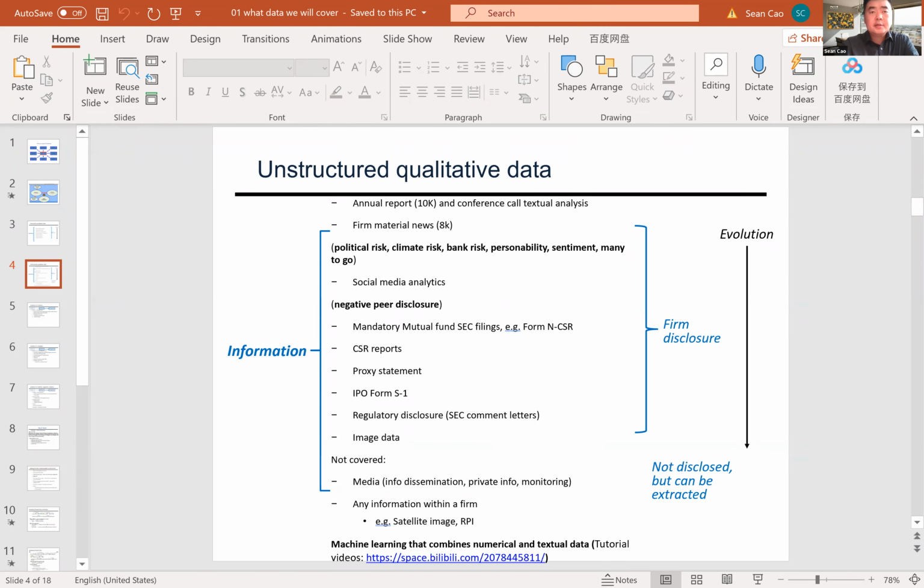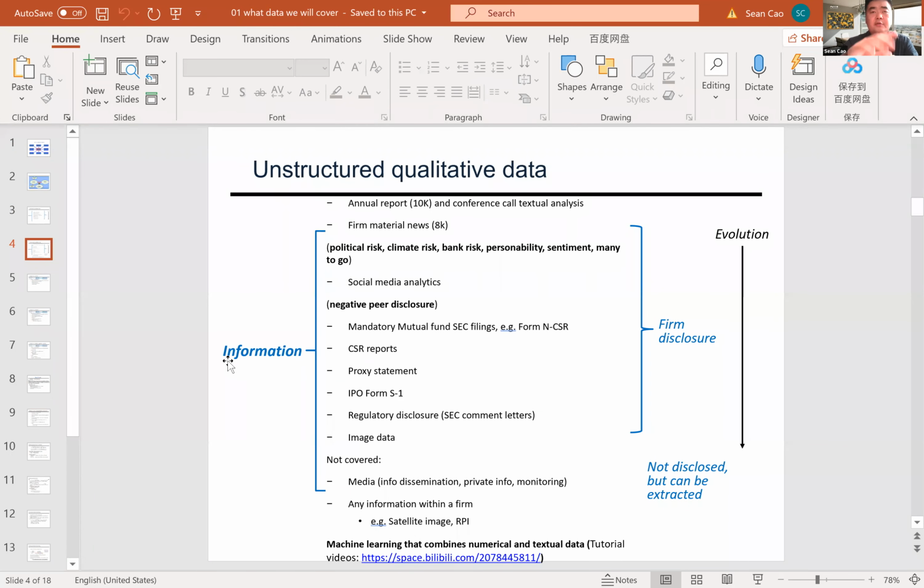And for each data, I will talk about three things. I will talk about what the data is about. For each data you are not familiar with, I will explain the structure of the data. That's the first thing I'll talk about. The second thing I want to talk about is what kind of things we can do using the data.